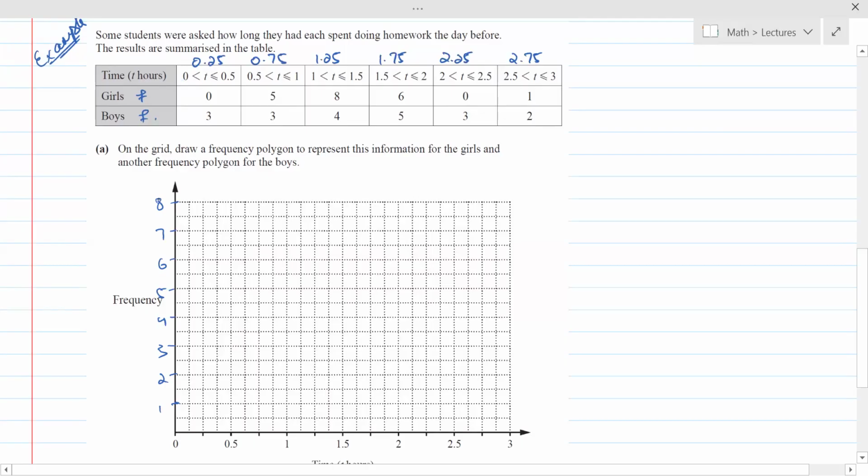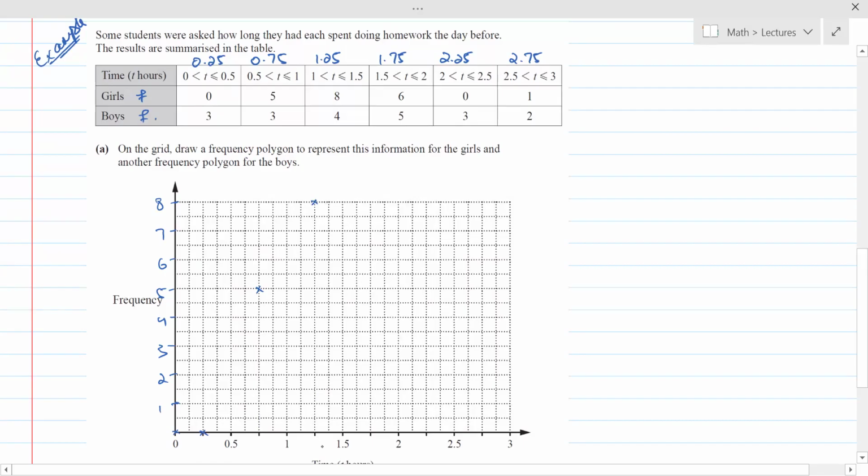So the first point was 0.25 and 0. So it would be here. Yeah, 0.25 and 0. Second point, it would be 0.75 and 5. 0.75 and 5 would be here. 1.25 and 8. 1.25 and 8 has to be here.